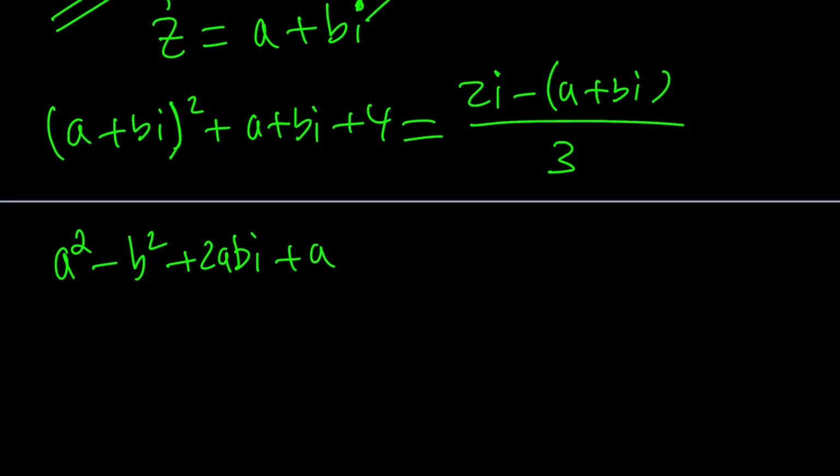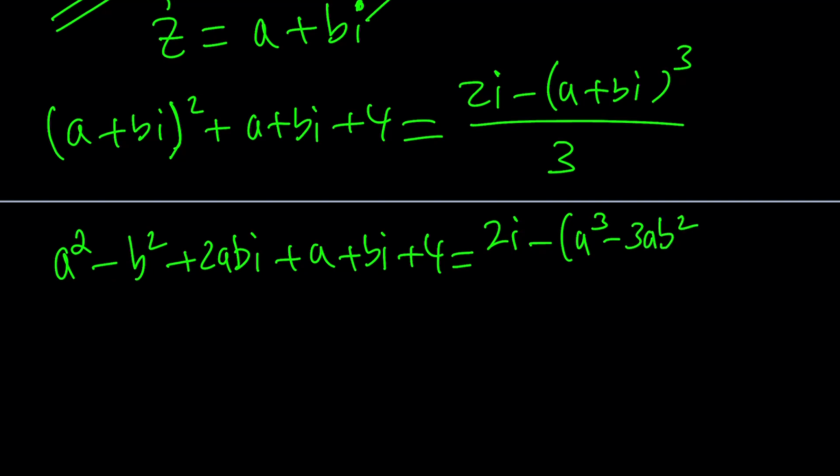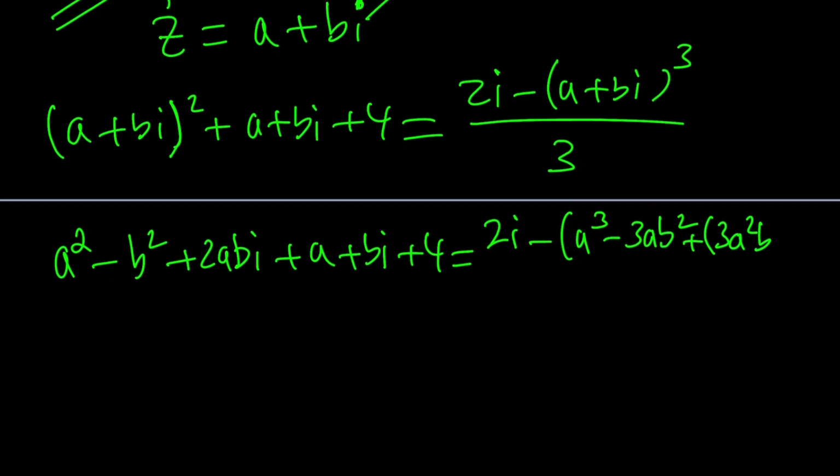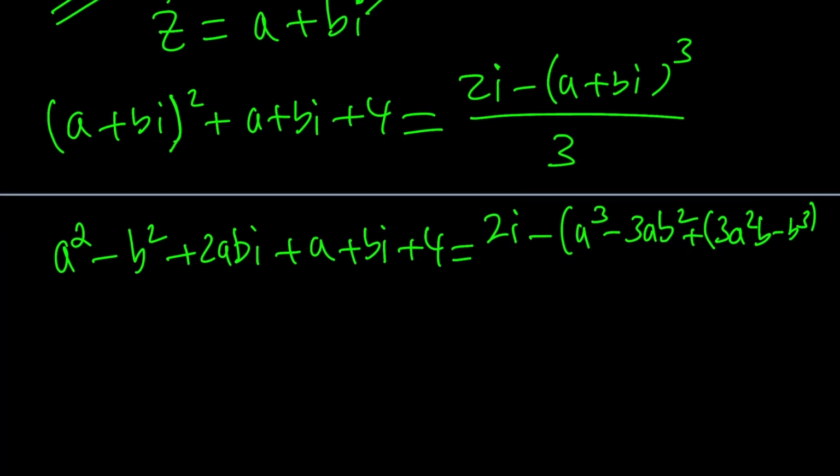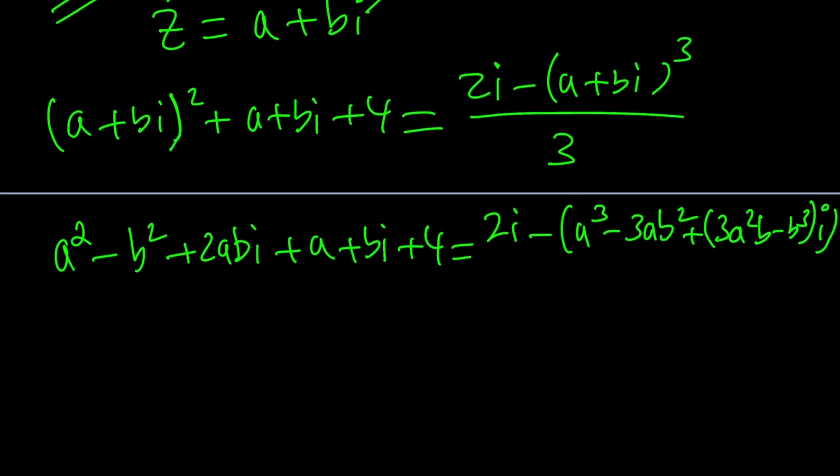2abi plus A plus BI plus 4. And then this is cubed. I forgot to write that 3 there. And when you cube it, you're going to get something like this: a cubed minus 3ab squared, because i cubed is negative i and i squared is negative 1. We have to make sure we find the real parts and imaginary parts separately, like this: 3a squared b minus b cubed, and all of that is multiplied by i. And of course, the whole thing is subtracted from 2i. So you've got to be careful, you need to distribute the minus sign.